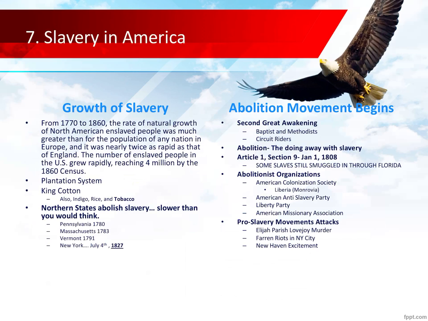And you did have pro-slavery movement attacks. The most famous one is Elijah Parish Lovejoy. He was murdered for printing an abolitionist newspaper in Illinois. You also had something called the Farren Riots in New York City, and you had the New Haven excitement. New Haven's in Connecticut, folks. So Connecticut is often seen as an anti-slavery state, and it was.